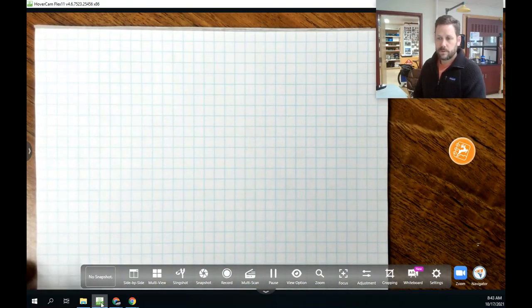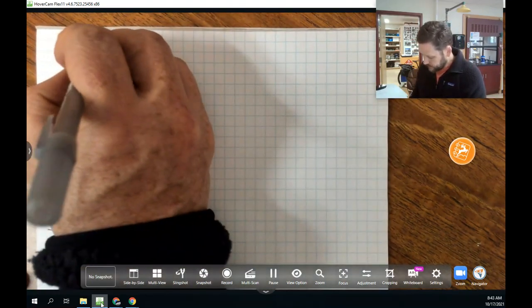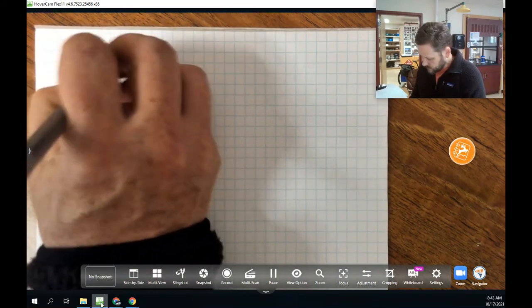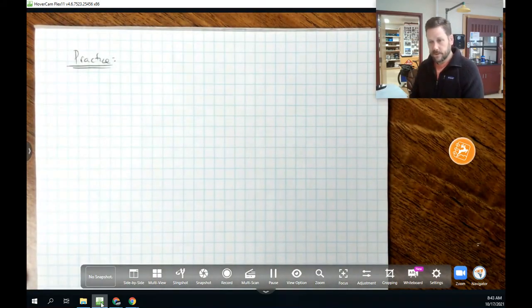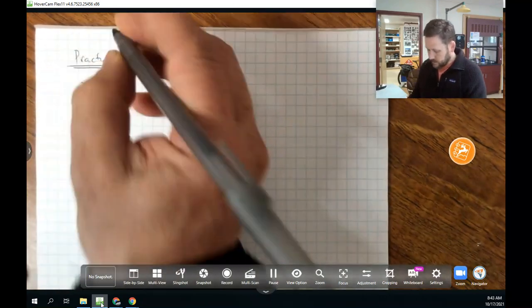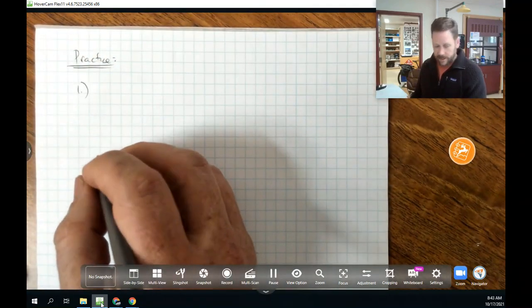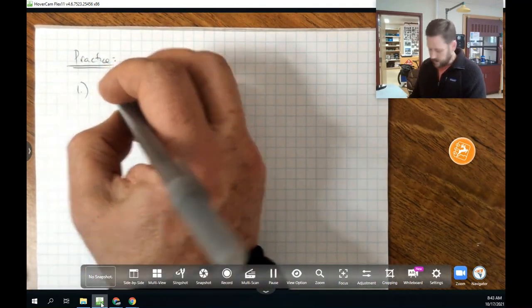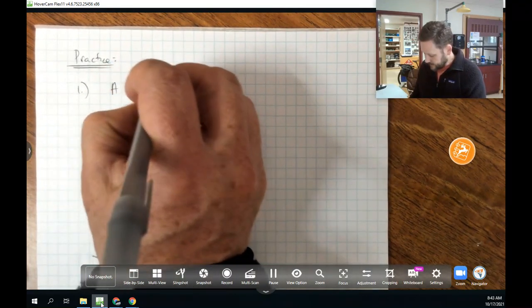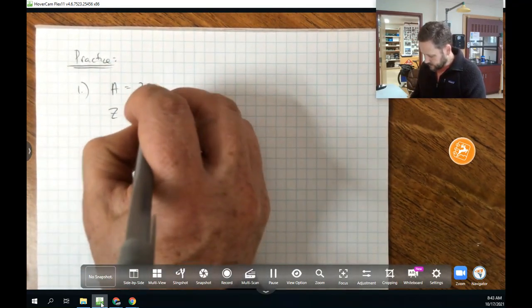Let's do two practice problems. Write the nuclear symbol for these elements. For number one, I'd like you to write the nuclear symbol for an element that has a mass number of 78 and an atomic number of 34.